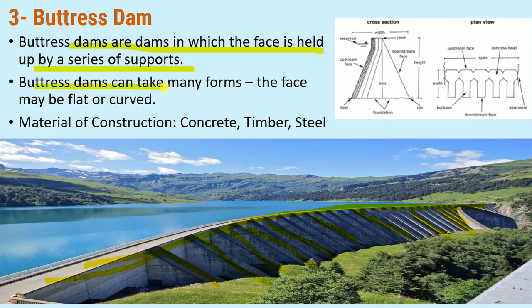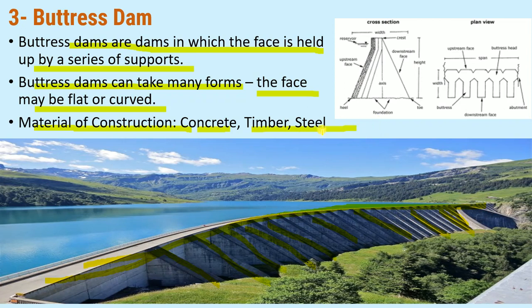The buttress dam can take many forms. The face may be flat or curved. Here in this picture it is curved. It can be flat also. Material of construction is usually concrete, timber, steel, etc.